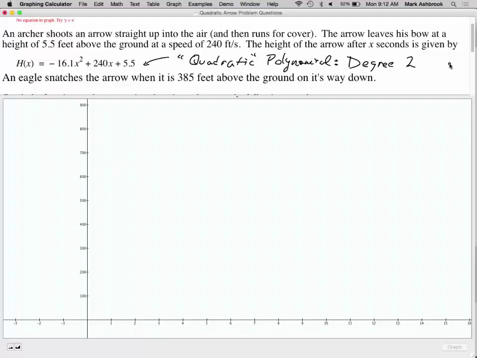So here we have a situation: an archer shoots an arrow straight up into the air, and then he runs for cover, and the arrow leaves his bow at a height of 5.5 feet above the ground at a speed of 240 feet per second. The height of the arrow after x seconds is given by this function right here. An eagle snatches the arrow when it is 385 feet above the ground on its way down.